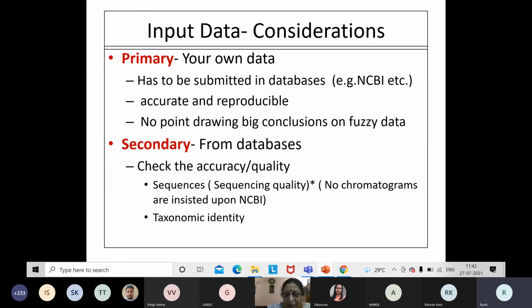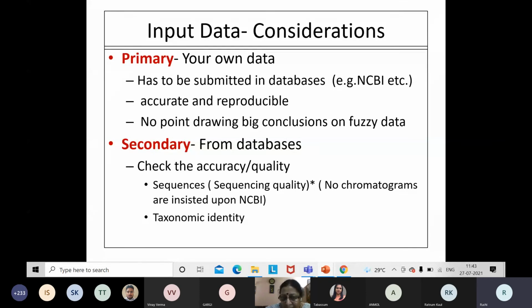Second is the secondary data, where for bioinformatic analysis we use many of the input data from databases. There are so many databases, and I believe that you have been very nicely informed about the databases. So many times we use data from secondary databases. It is as important to check the accuracy and the quality of data which we take from secondary databases, again, because we have not generated it ourselves.